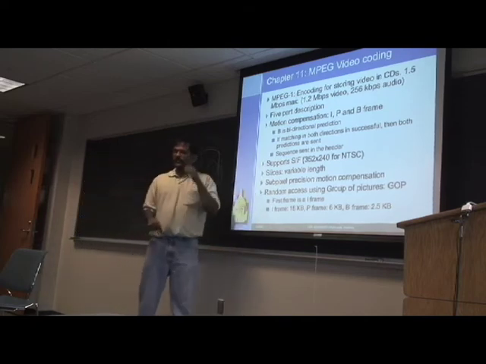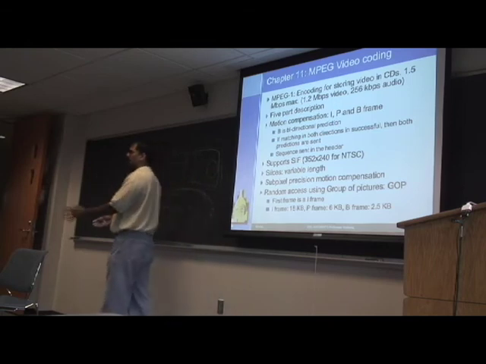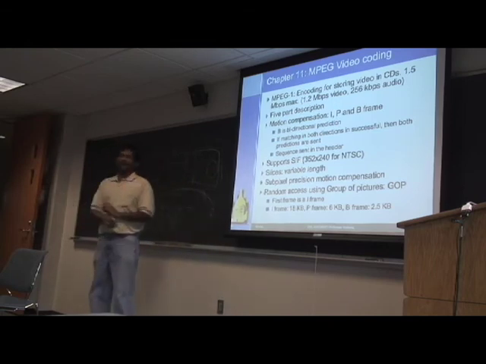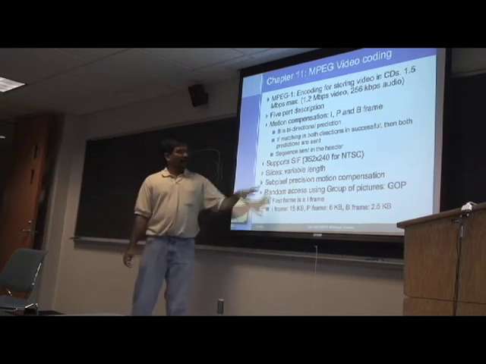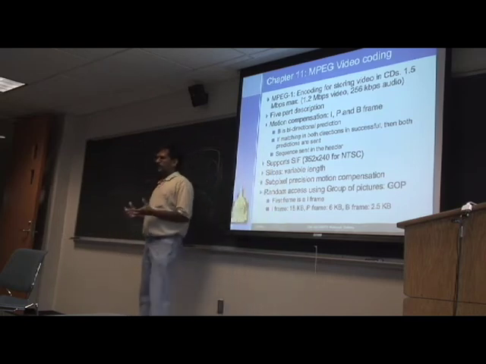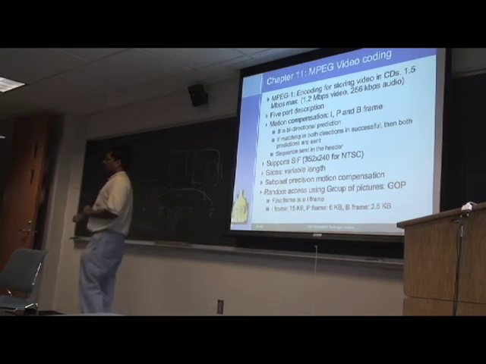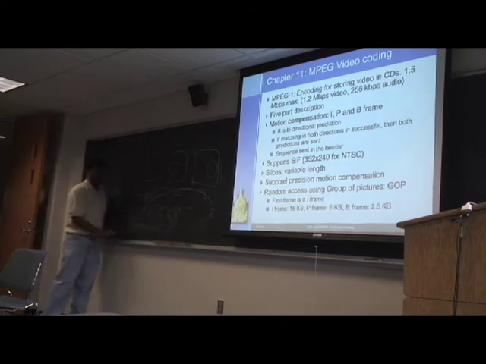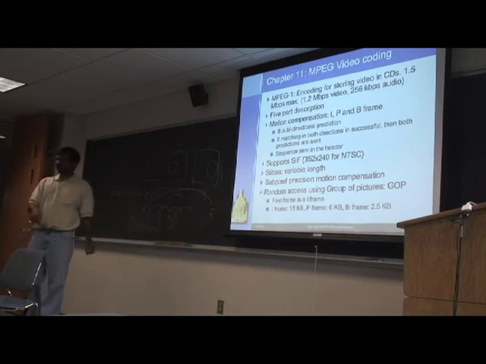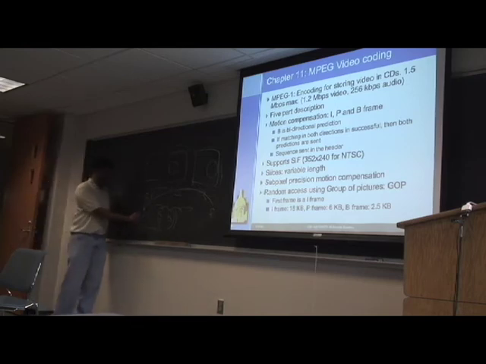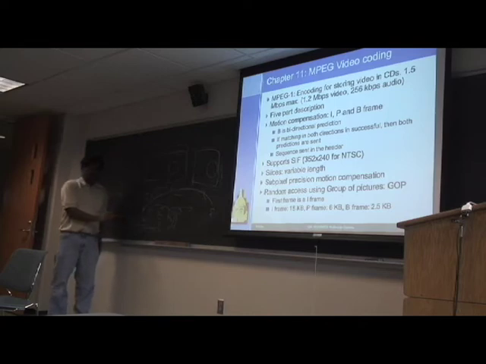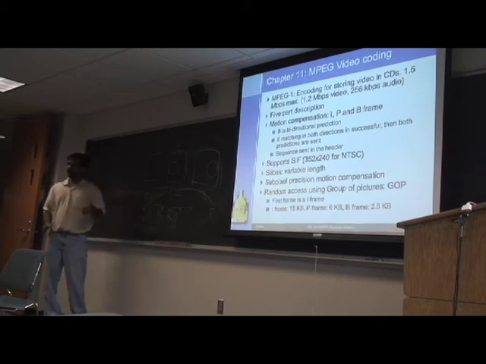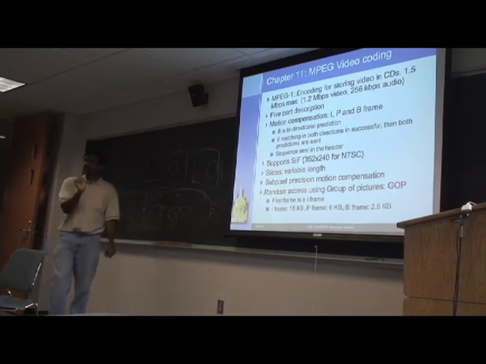And again, you can do sub-pixel motion compensation if you can't know exactly where the object is. The other thing you want to do if you're doing a CD is random access. You want to fast forward or go to a random spot and then start playing. To do that, you have to go back to the I-frame and start from there, then predict your way to where you have to be. So there can be a slight delay.